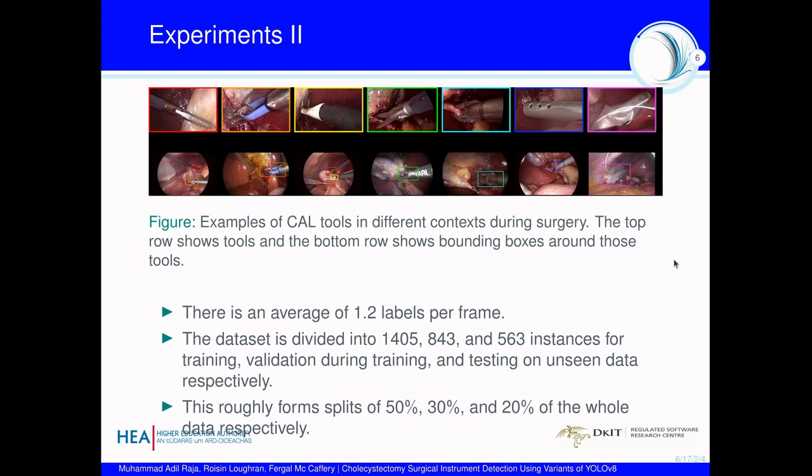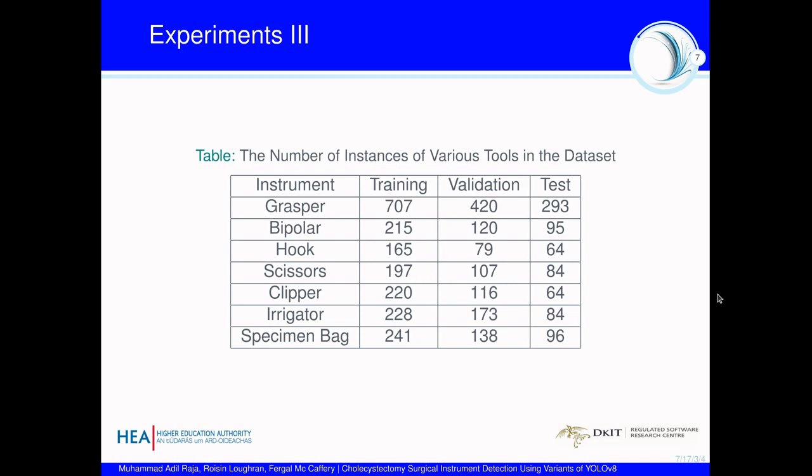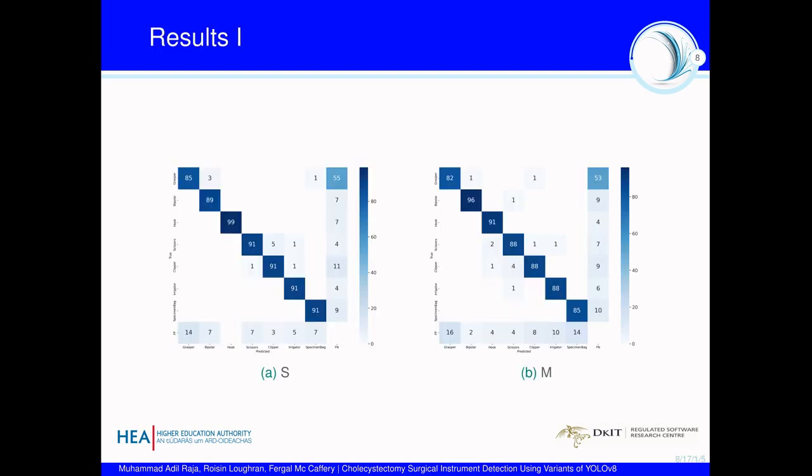The dataset is divided into 1405, 843, and 563 instances for training, validation during training, and testing on unseen data, respectively. This roughly forms splits of 50%, 30%, and 20% of the whole data, respectively. This dataset has been used just like this for various benchmarking studies for surgical tool detection. This table shows us the distribution of the data in terms of various instruments. So these are the results.